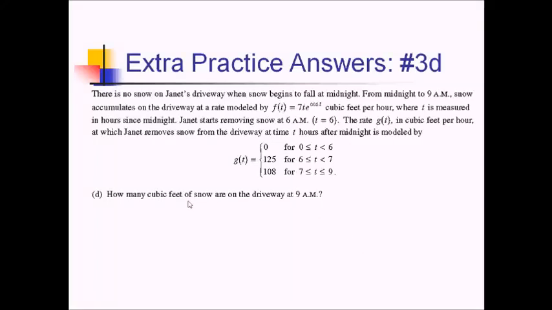For this last problem, we want to know how many cubic feet of snow are on the driveway at 9 a.m. So the amount of snow accumulated is going to be the amount that we started with, which they said was 0, there was no snow on our driveway when it began, plus the amount of snow that accumulated over time. That's going to be the integral from 0 to 9 of f of t, minus the amount of snow, h of 9, that Janet removed by 9 a.m. We can do the integral on the calculator. H of 9 is the 125 she removed from hours 6 to 7, plus 2 hours removing at the rate of 108, so 2 times 108.